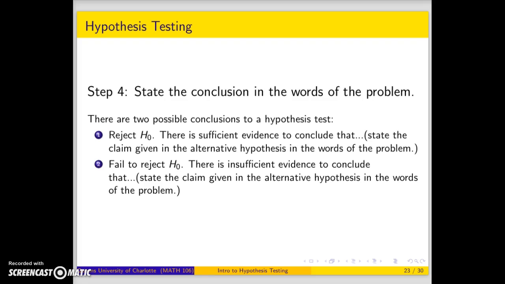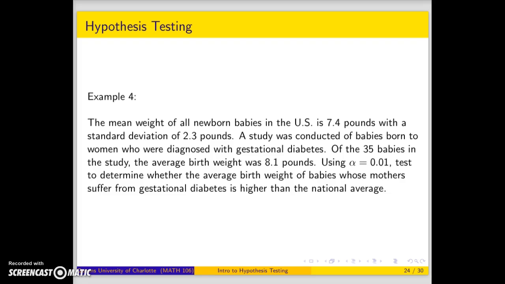So for every hypothesis test, there are two possible conclusions. That's reject H naught or fail to reject H naught. If we reject H naught, that means there is sufficient evidence to conclude that whatever the alternative hypothesis says. If we fail to reject H naught, that means there is insufficient evidence to conclude that whatever the alternative hypothesis says. These are the only two conclusions for a hypothesis test. So let's do a second example.